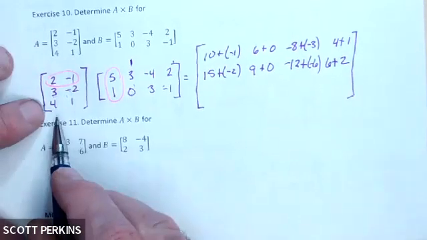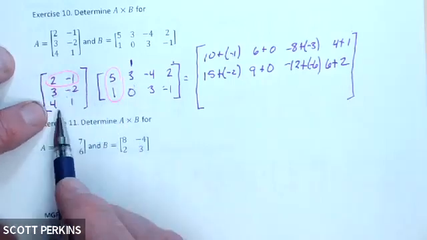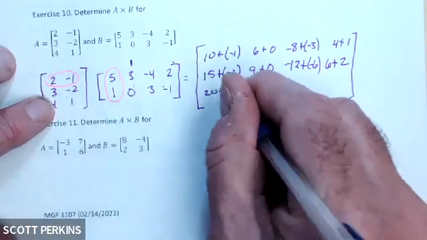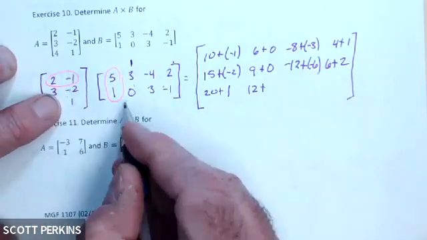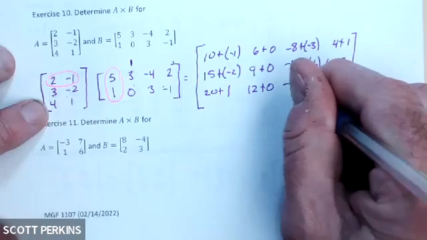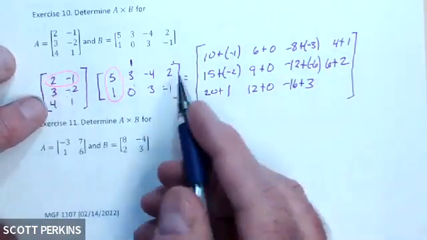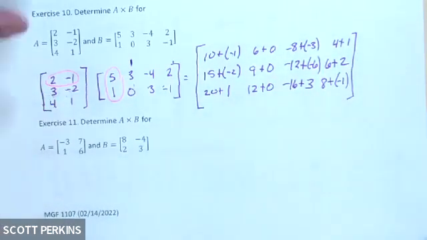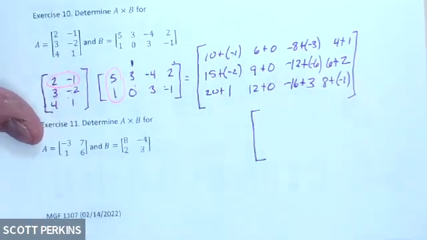And then I'm going to do the very same thing for the third row. I'm going to take this third row times each of the 4 columns. So 4 times 5 is 20, and then 1 times 1 is 1. Second column, 4 times 3 is 12, 1 times 0 is 0. Third column, 4 times -4 is -16, and then 1 times 3 is 3. And then 4 times 2 is 8, and 1 times -1 is -1. So that's a lot of entries. You've got yourself a 3x4 matrix there at the end.